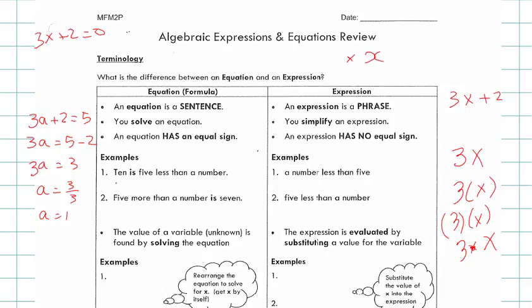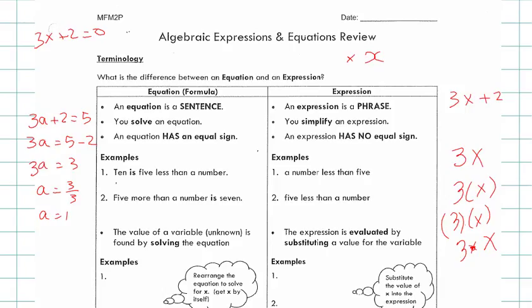Now, let's look at an example. We're going to read an English sentence, and then we're going to translate it to math. So, 10 is 5 less than a number. How can you translate that into math?